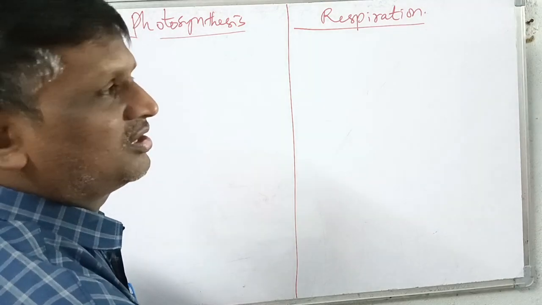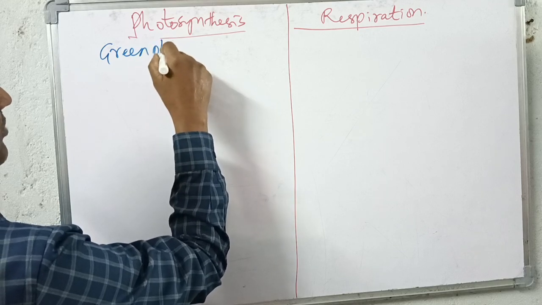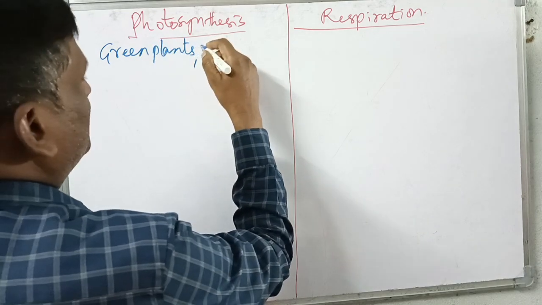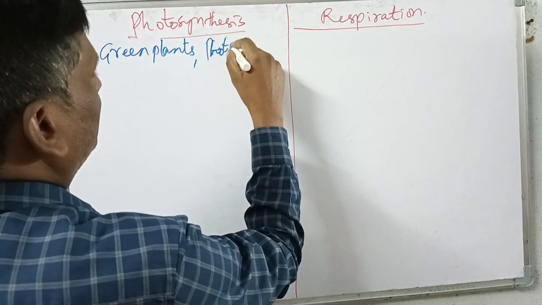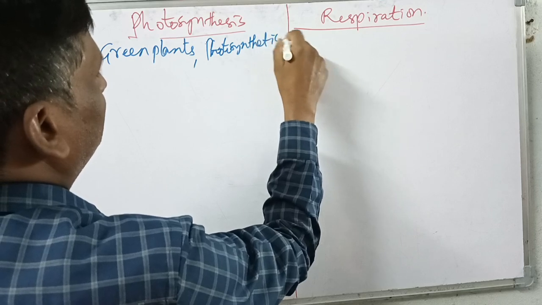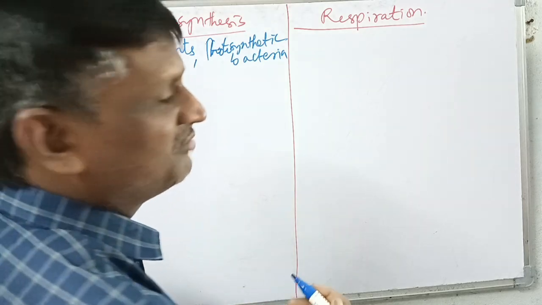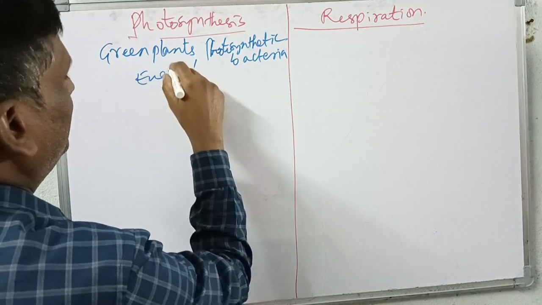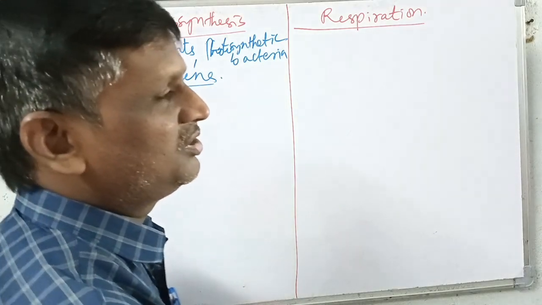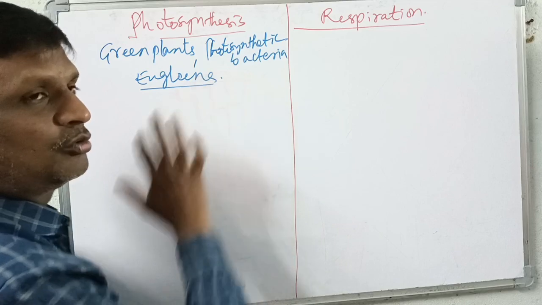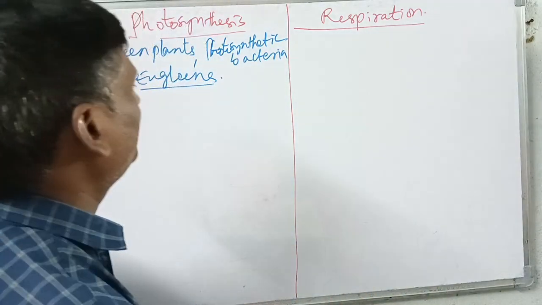See, photosynthesis generally occurs in green plants and photosynthetic bacteria. And one small animal, though it is performing photosynthesis, that is Euglena. Euglena is a specialized living organism; though it is a single-celled organism, it has chlorophyll, which can prepare food material by itself. So it can trap solar energy and prepare food by itself.